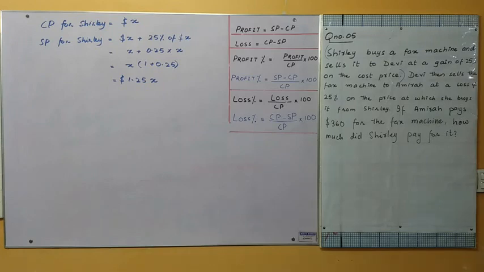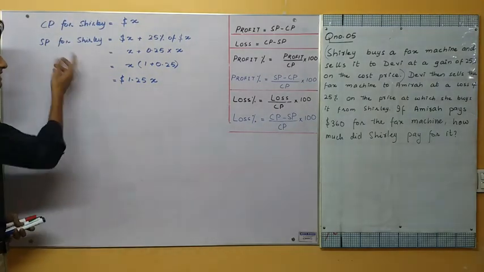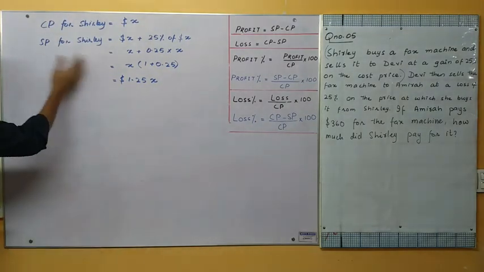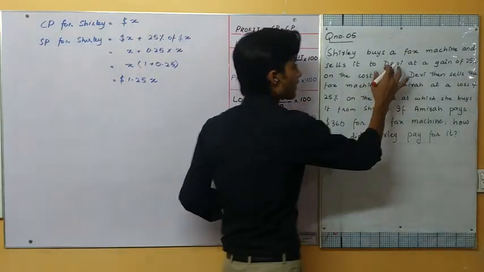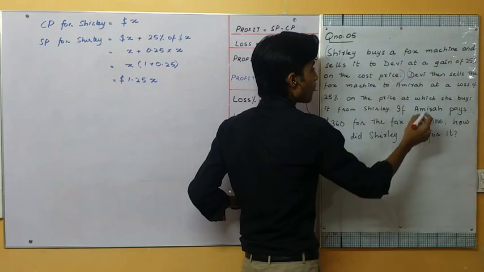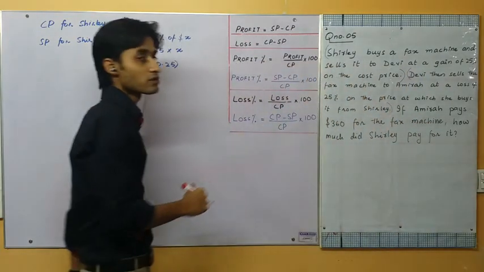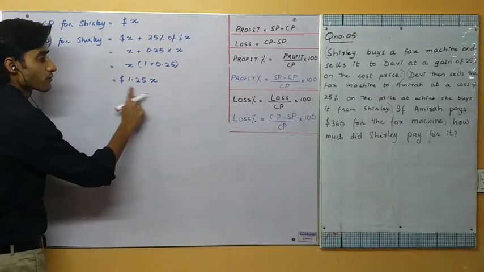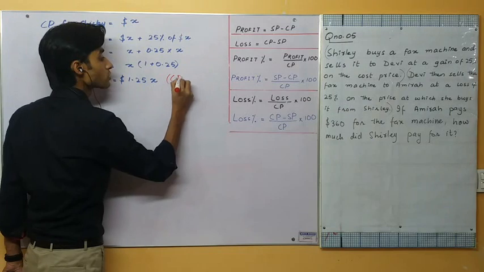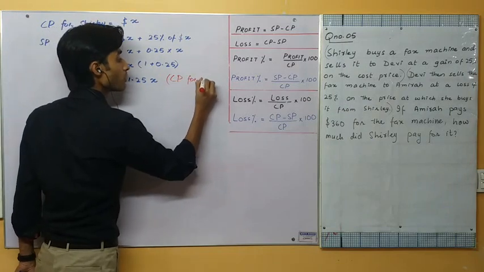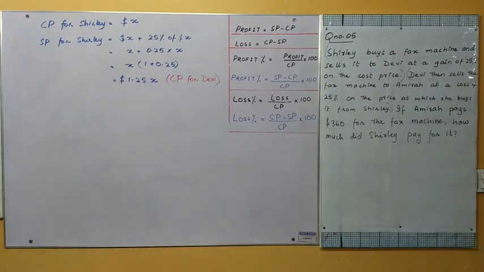Here the problem is the value of x. As long as I do not have the value of x, I cannot tell you exactly what the selling price is. Anyway, the selling price of Shirley becomes the cost price for Devi. Devi now buys it for a certain price. How much does Devi buy it for? Devi buys it for 1.25 of x. This is the cost price for Devi.